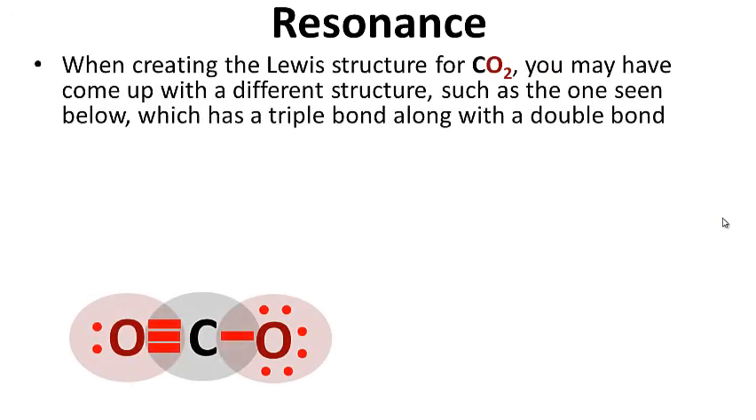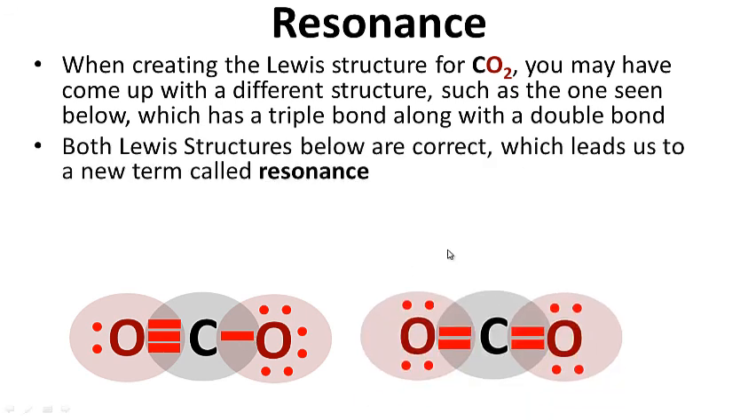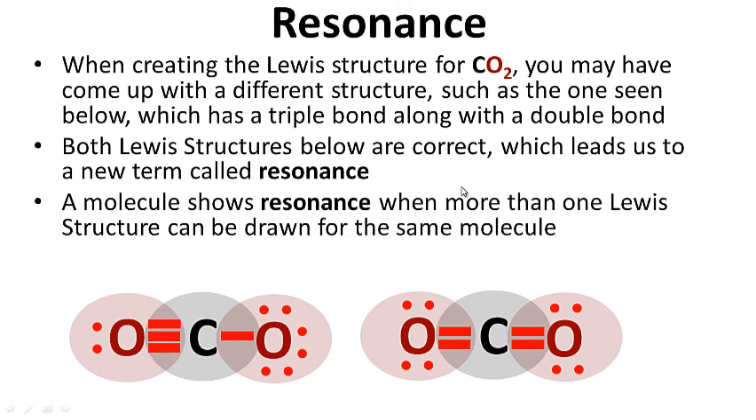All right, so resonance. When creating the Lewis structure for CO2, you may have come up with a different structure, such as the one seen below, which has a triple bond along with a single bond. Both Lewis structures are correct here, which leads us to a new term called resonance. A molecule shows resonance when more than one Lewis structure can be drawn for the same molecule. So in the case of CO2, 2 structures can be drawn, which is an example of resonance.